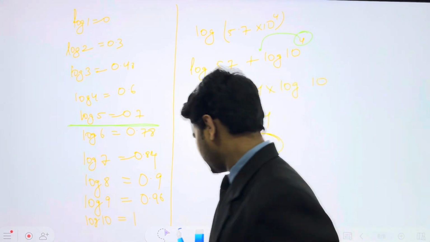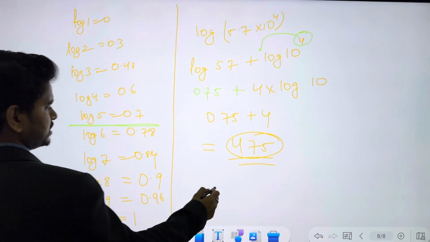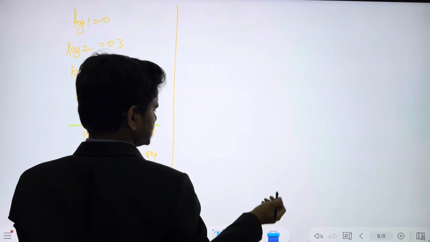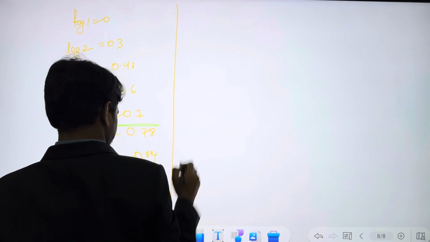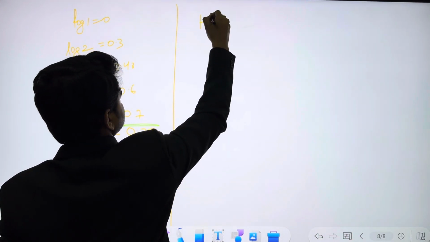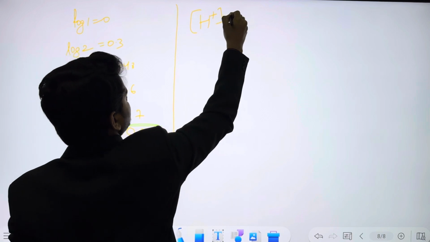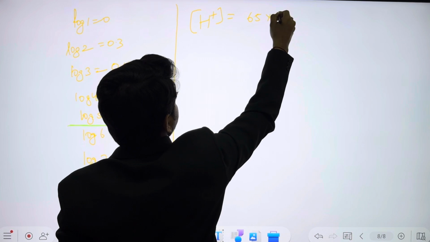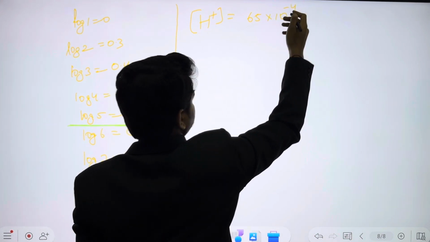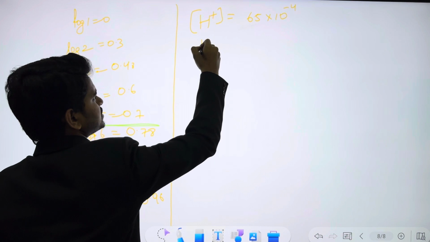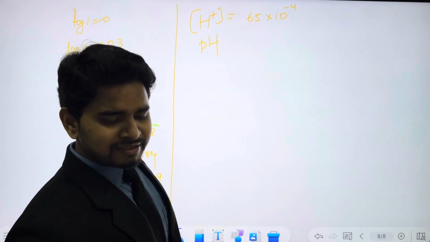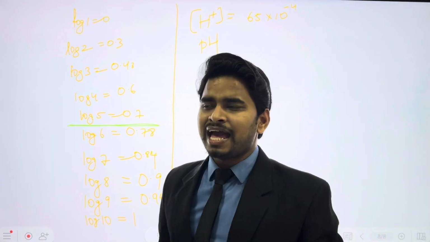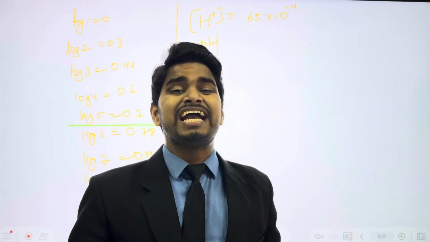Easy now? Sure. Now let's do a question. You have been given the H plus concentration of any number. Let's assume H plus concentration is equal to 6.5 into 10 to the power minus 4, and you have to tell the value of pH. What is pH, guys? pH is the term which tells you the acidity or basicity, and mathematically we write it as minus log H plus.